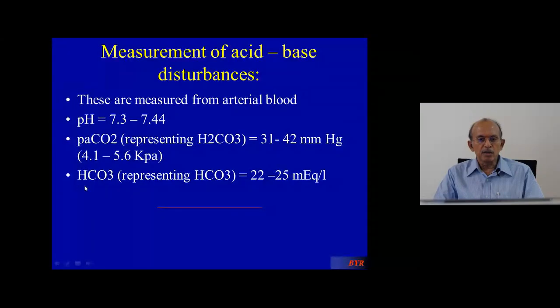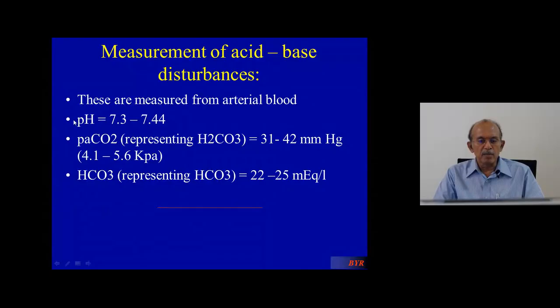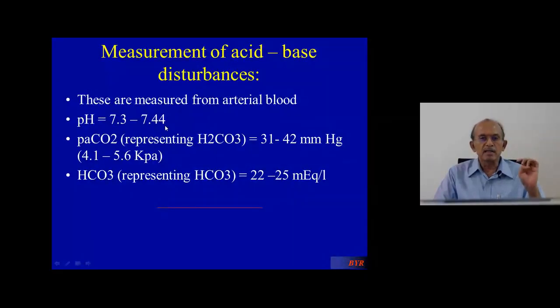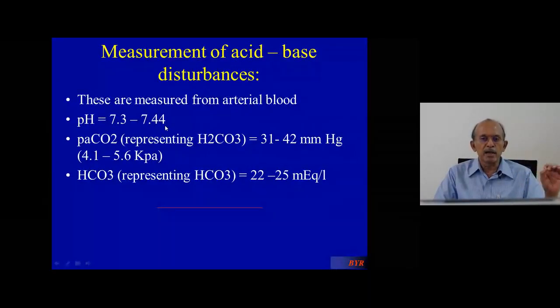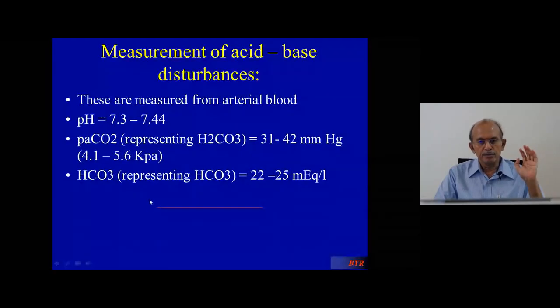Then the third factor you see is the bicarbonate level. This is 22 to 25 milliequivalents per liter. So if you study these three parameters, you can say what type of acid-base disturbance is there. If you look at the pH, you can say it is acidosis or alkalosis, but that is only 50%. Complete diagnosis is whether metabolic or respiratory factors are involved in the acid-base disturbance. I hope you are following.